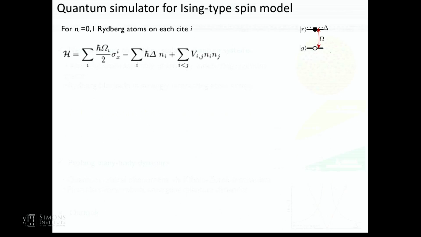So the model which we will explore is described here. This is an Ising type spin model. It has a term corresponding to a spin flip. Then a term which is a detuning term, like a chemical potential, where N is the number of Rydberg atoms, 0 or 1. And this term corresponds to the interaction.